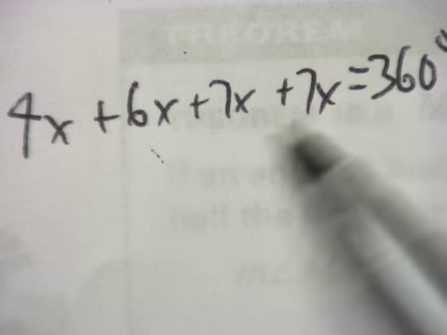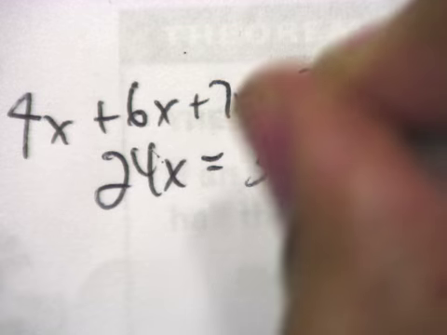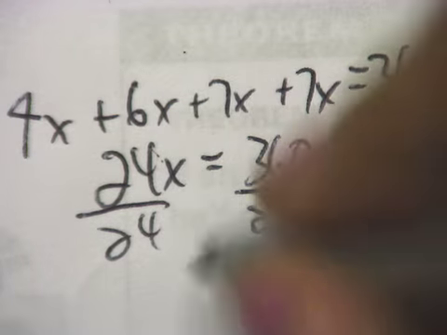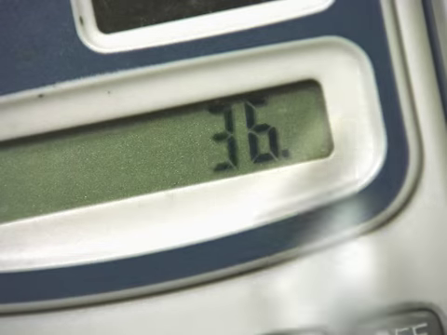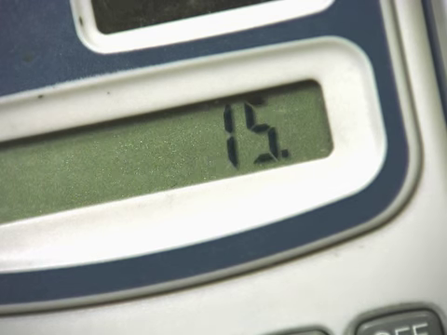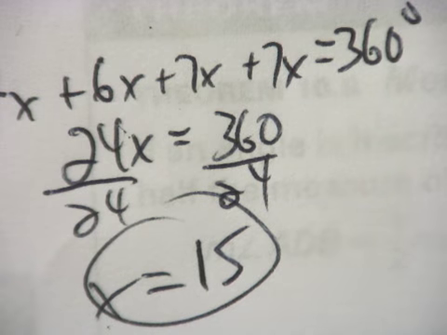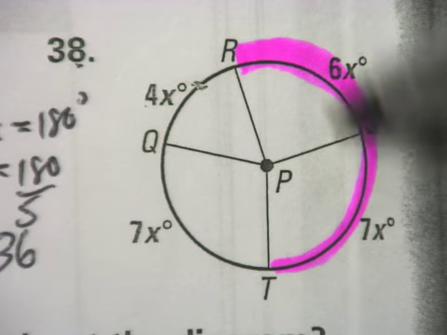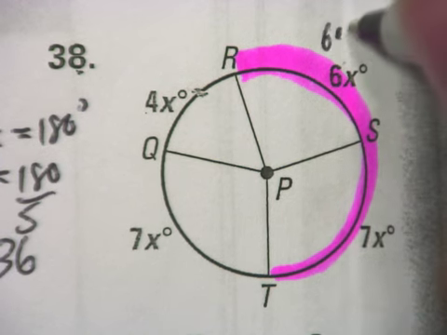Well, 4x plus 6x is 10x, and 7x and 7x is 14x. So I know that 10 and 14 is going to give me 24x, which should be equal to 360. Divide both sides by 24, and x is equal to 360 divided by 24, which gives me 15. So the value of x is 15. Now, let's take a look here. That's not what the question is asking me for. The question is asking for the measure of this shaded region here.